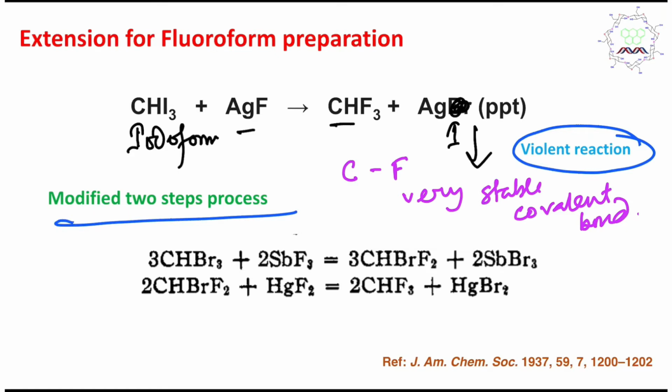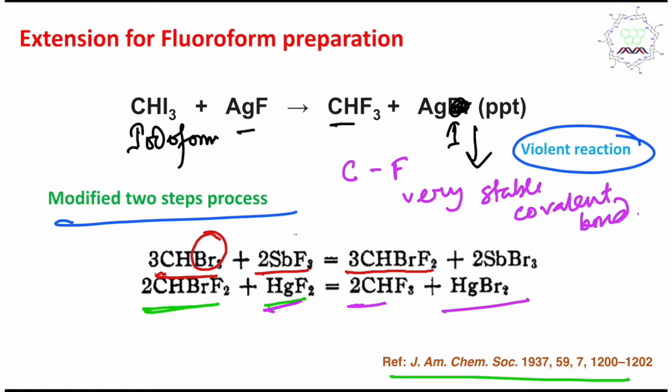The first step is the reaction of bromoform, CHBr3, with antimony trifluoride. In this way, two bromine atoms are replaced by fluorine, so CHBrF2 is produced. In the next step, this CHBrF2 is reacted with mercuric fluoride. This is a modified method; you can get the reference in this paper. The mercuric fluoride produces fluoroform, and bromine is gone with the mercury. This is the way to prepare fluoroform under milder reaction conditions.